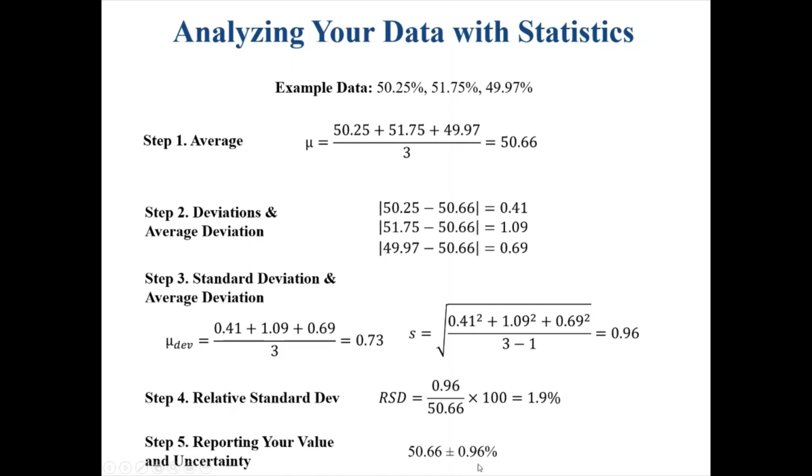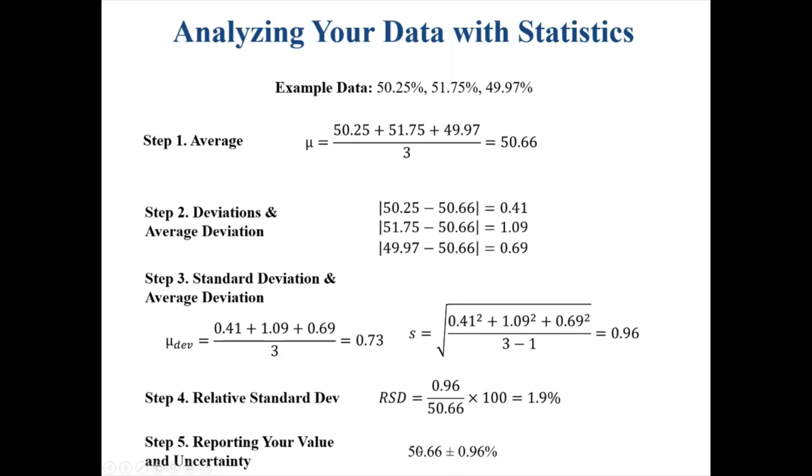So the way that you're going to report this is you have your number, which is 50.66. This is your average with the correct number of significant figures. And then we have our standard deviation. Now, what a standard deviation does is it basically tells you where 66% of your data is going to lie.